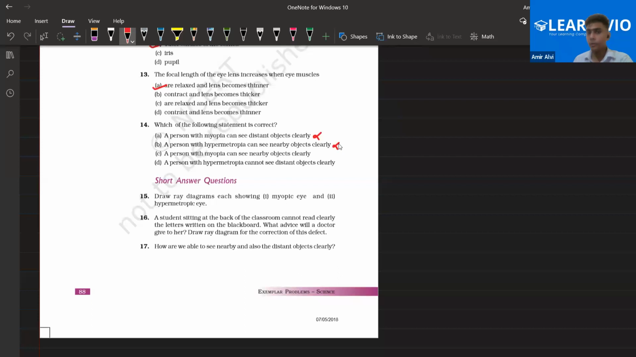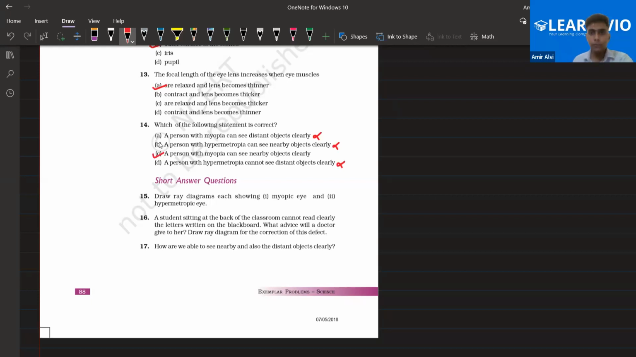Then we will identify, because these kinds of questions will have options that are very similar to each other. A person with hypermetropia cannot see the distant objects clearly. So it is not the case, because in hypermetropia we can see the distant object clearly. The only option that is correct is C.